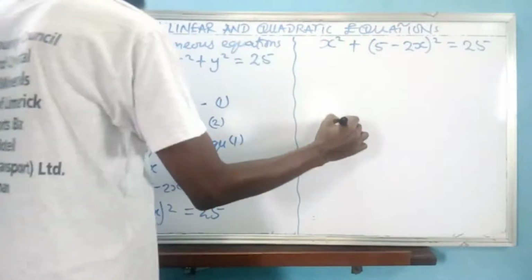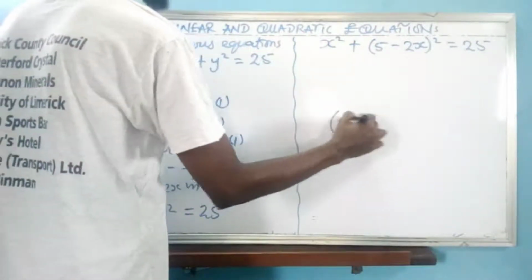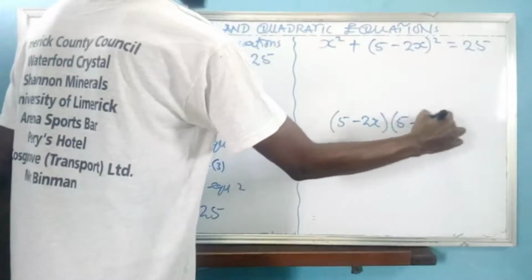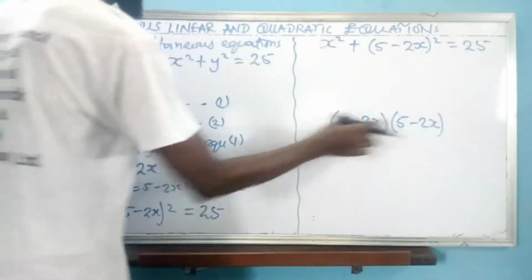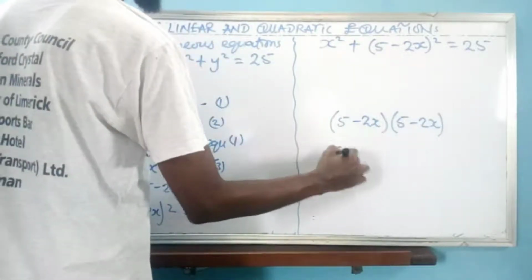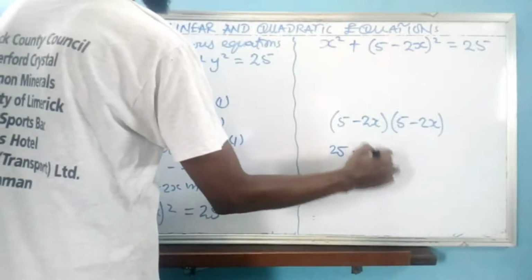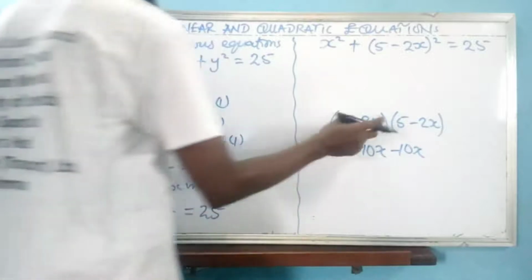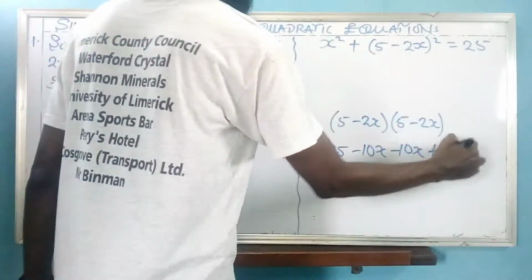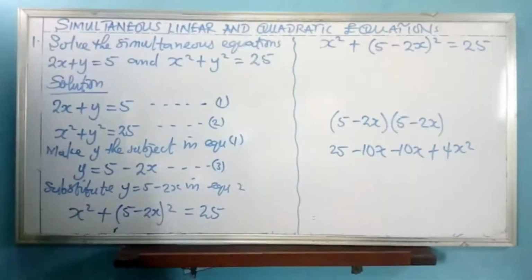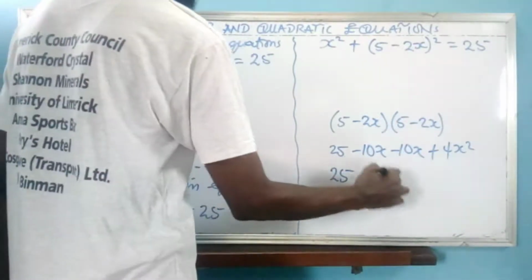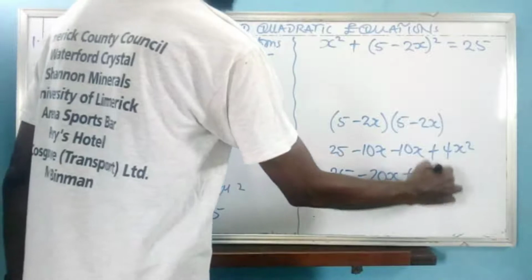This one, it means, for those that have forgotten how to open the brackets, please don't forget it. Okay, there's no magic there. I'll clean this one, but I just want us to do it together. This is 25, isn't it? Minus 10x, okay? And this one is plus 4x squared. Do you see it now? Then you now have 25 minus 20x plus 4x squared.